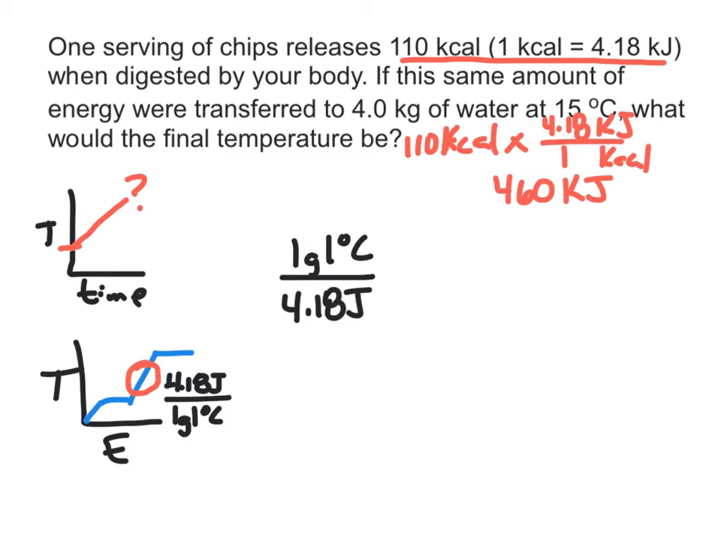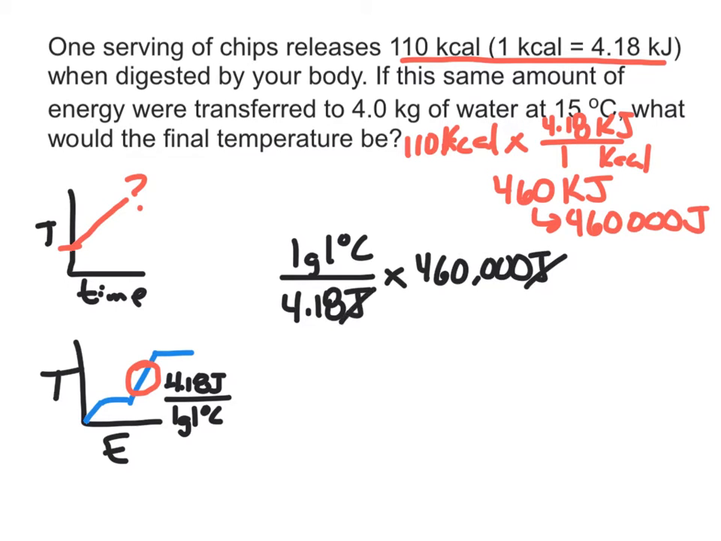Now, let's remember this also, that 460 kilojoules could also be 460,000 joules. And so what we're going to do is multiply this by 460,000 joules. What's going to happen now is the joules are going to cancel out, and we have grams and degrees Celsius left, so we need to get rid of the grams. We need to divide to get rid of grams, but I do like to do that by multiplying 1 over.